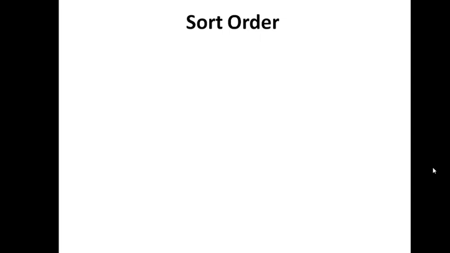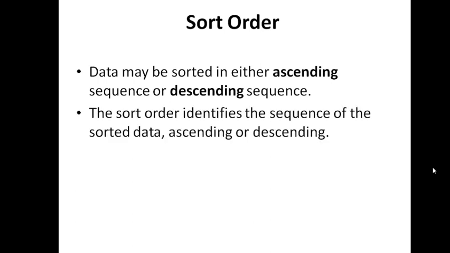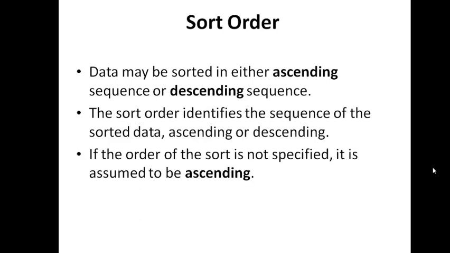Now coming to the sort order, it's natural that we can sort the values into either ascending or descending depending upon the requirement. It's just a matter of changing the logic slightly so that the same algorithm can work for sorting the numbers into ascending order, and it can also work for sorting the numbers into descending order. The sort order identifies the sequence of the sorted list. And in cases where there is no specific information given about the sorting order, it is generally assumed to be in ascending order.